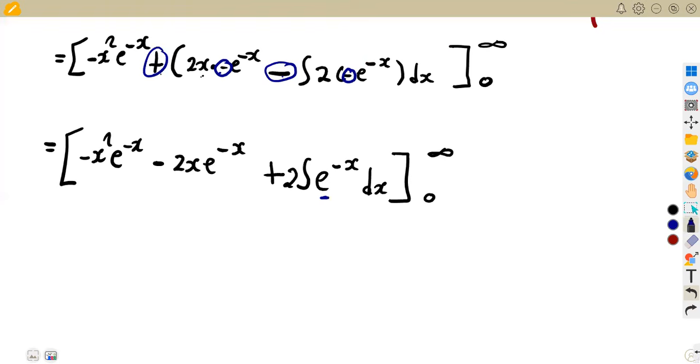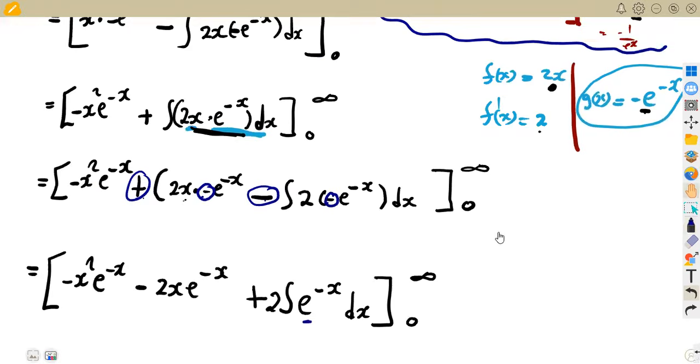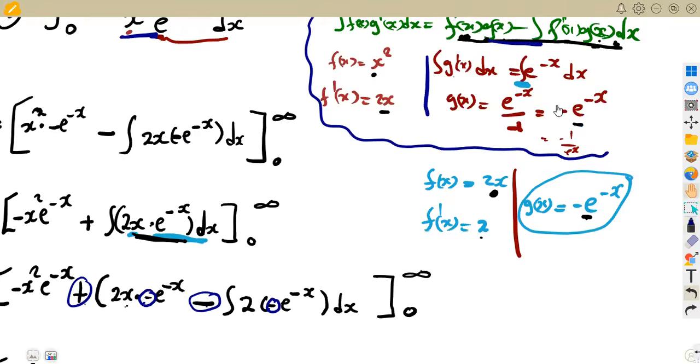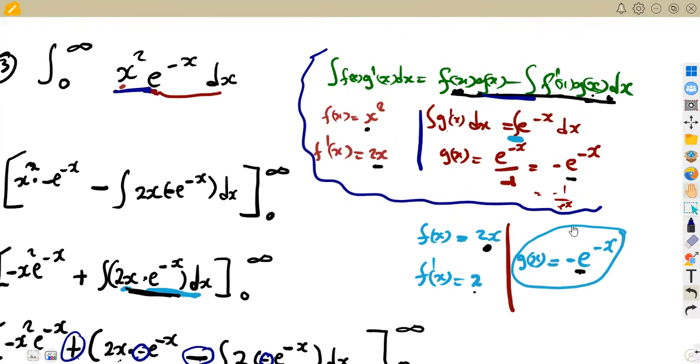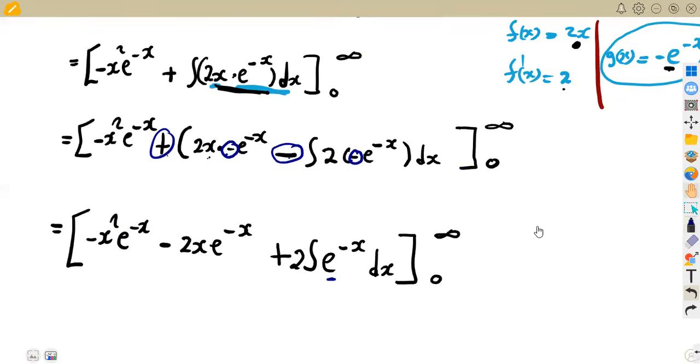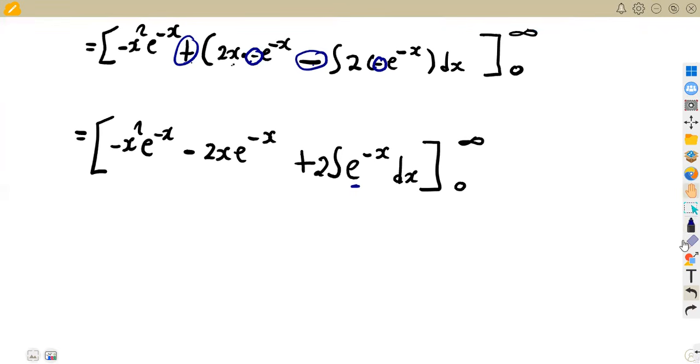Remember the integral of e to the exponent of minus x. We talked about this integral before. It gave us minus e to the exponent of minus x. It's a repetition, this one. So we are going to obtain minus e to the exponent of minus x if we integrate this part. So that means we are going to have minus x squared e to the exponent of minus x, minus 2x e to the exponent of minus x.